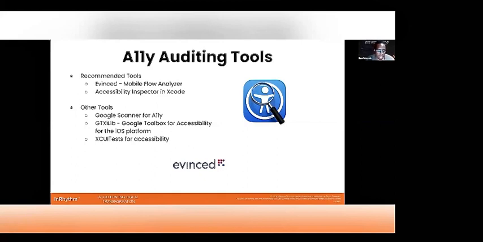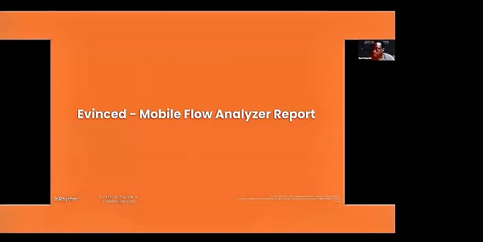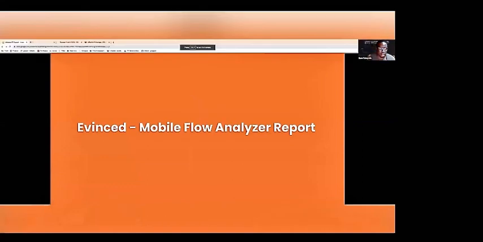The last one is XCUITest for accessibility, and this is just generally talking about UI testing and using accessibility labels to test the app. So those are the main tools that I would consider while auditing your app for accessibility. So that being said, I'm going to show you guys an example of an Evinced report.